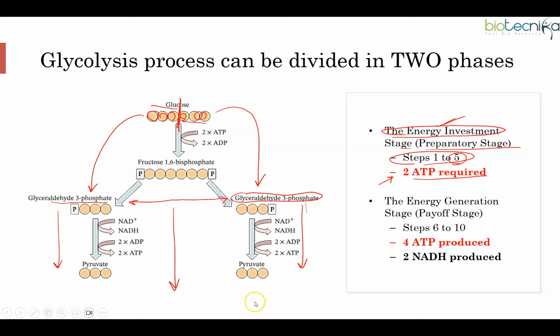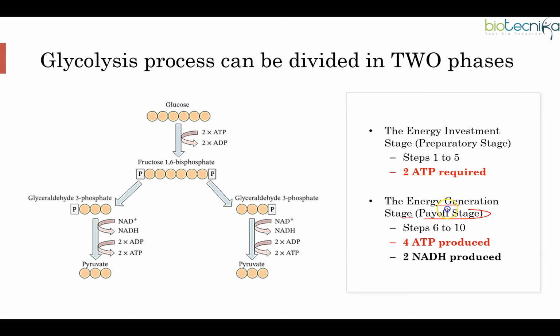Okay. The next stage is the energy generation stage, which is also called the payoff stage. This is from the 6th to the 10th step. Here 4 ATP will be produced. That is why it is called payoff or energy generation. 2 ATP in each of these steps, but since it is repeated twice, there are 2 steps in which ATP is produced, and for 2 glyceraldehyde molecules, 2 into 2 will be a total of 4 ATP produced. In one of the steps from 6 to 10, NADH is produced. Again, since there are 2 molecules of glyceraldehyde 3-phosphate, a total of 2 NADH will be produced.